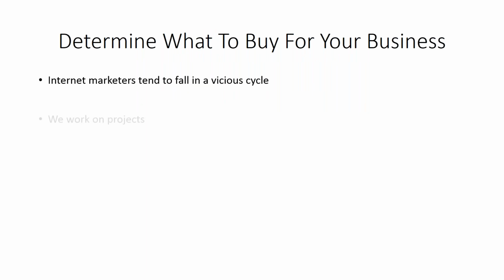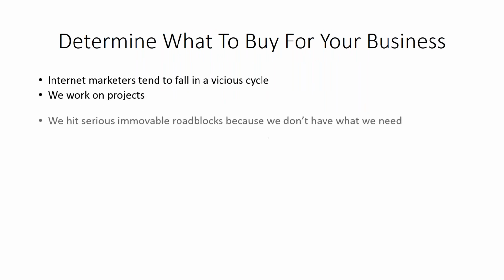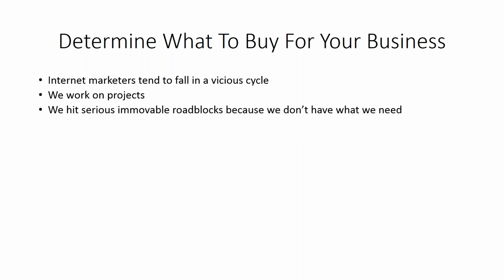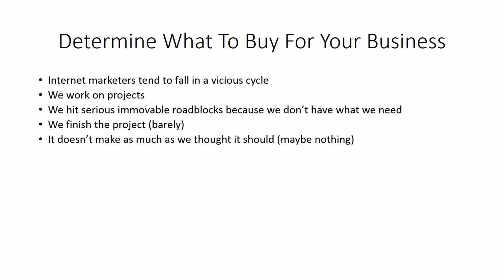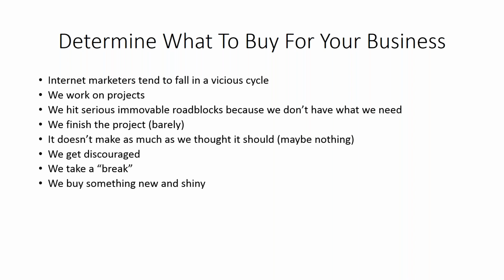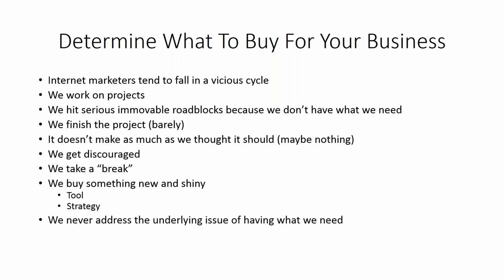We all tend to fall into this vicious cycle. We work on projects. We hit some kind of roadblock because we don't have what we need, right? We barely finish the product. It doesn't make as much as we thought we should. We get discouraged. We take a break, and then we buy something new and shiny. That's generally the vicious cycle. It can be a tool, a strategy. We never address the underlying issue of what we really need, right?